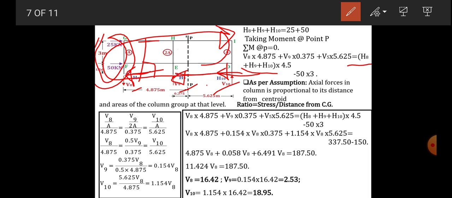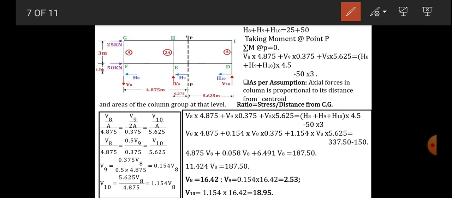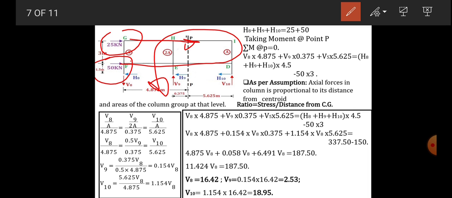By simplifying. Now also there is a 50 kilonewton force. But 25 is passing through the point P, so its moment will be 0. So 50 will rotate about P in an anticlockwise sense. So positive 50 into 3, but by taking the right-hand side it becomes minus, so minus 50 into 3. So this is the equation which is developed by taking a moment about point P.